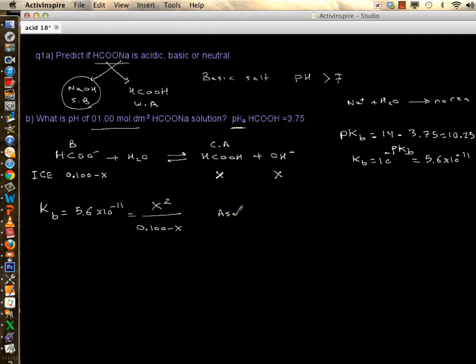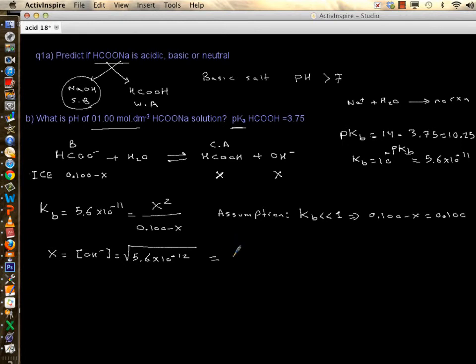We have an assumption to not solving it quadratically. Kb is much smaller than 1, that we can say 0.1, take away a tiny fragment is equal to 0.1. So x, which is nothing but hydroxide, is simply square root of this times that, which becomes 5.6 times 10 to minus 12. And if you do this, you will get 2.37 times 10 to minus 6.